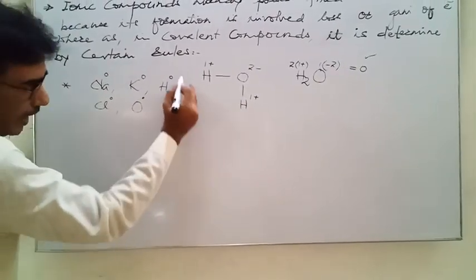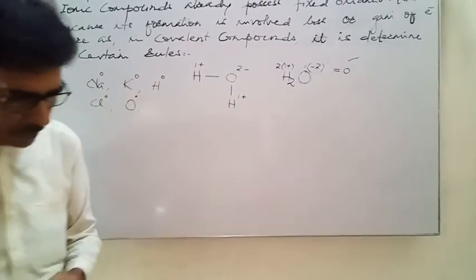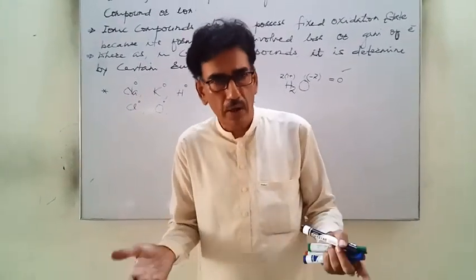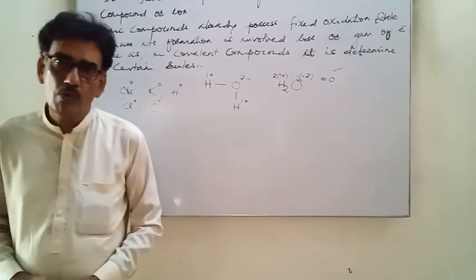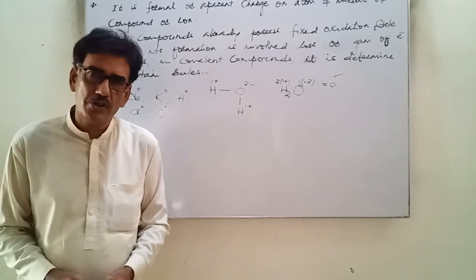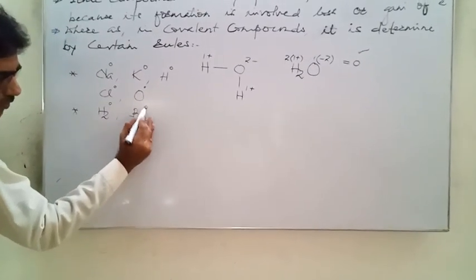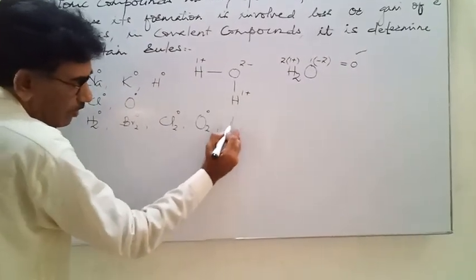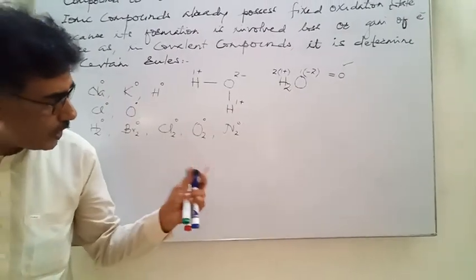Whatever atoms we have are considered to have an oxidation number of 0, because a neutral atom has an equal number of electrons and protons. And we have homonuclear molecules, which again have an oxidation number of 0. So we have the hydrogen molecule, bromine molecule, chlorine molecule, oxygen molecule, and nitrogen molecule. All these molecules have an oxidation number of 0.